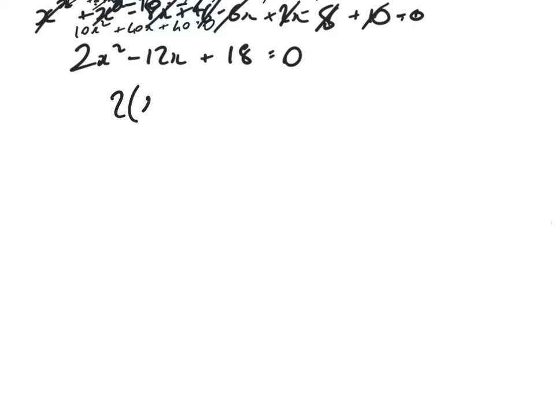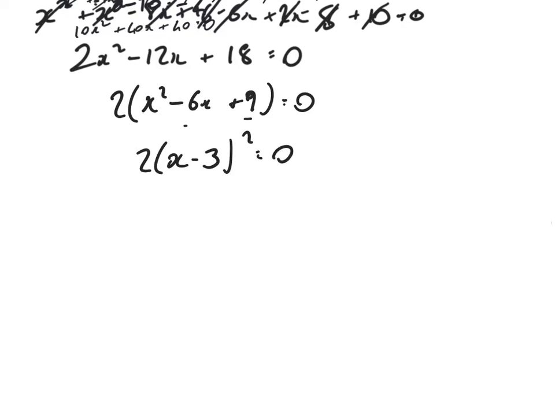Okay, let's take out a common factor. 2(x² − 6x + 9) = 0. Two numbers that multiply to give 9 and add together to give −6: −3 and −3, so that's 2(x − 3)² = 0. So, equal roots at x = 3, therefore tangency exists.